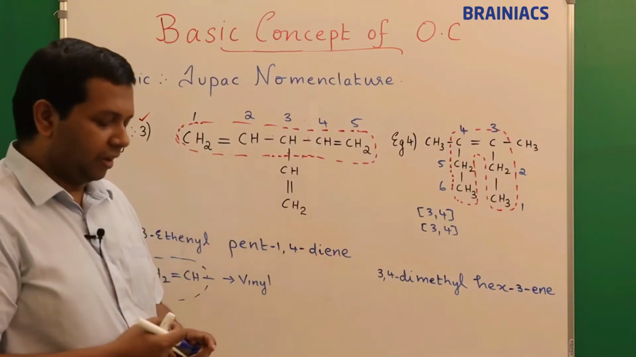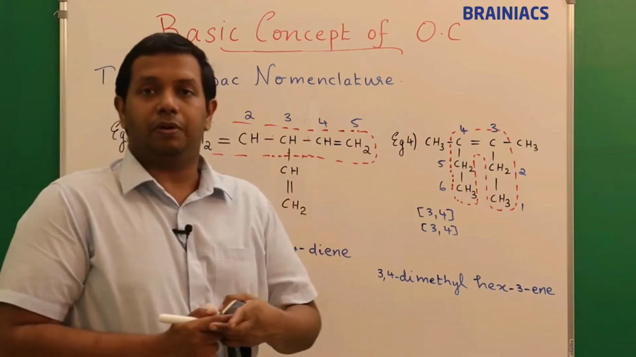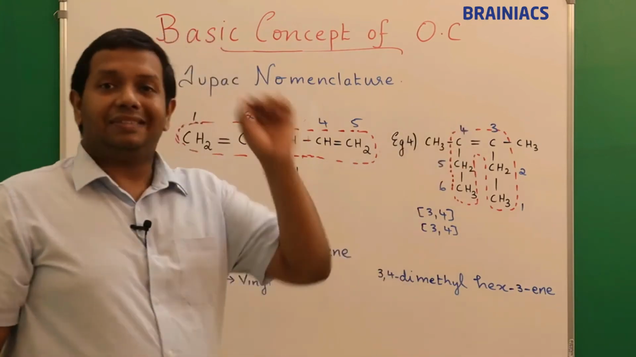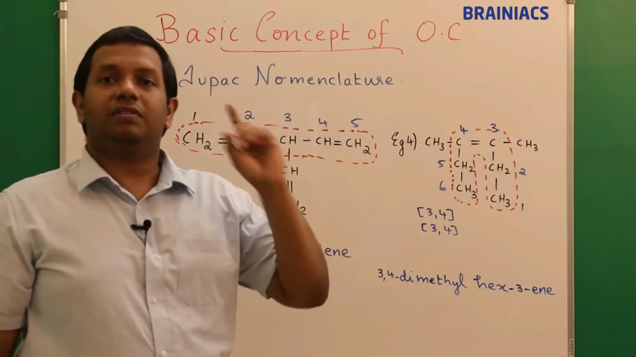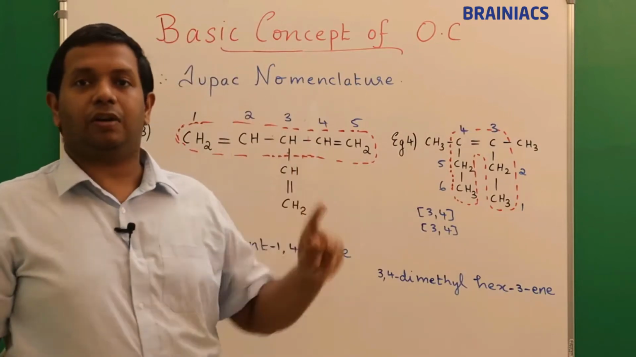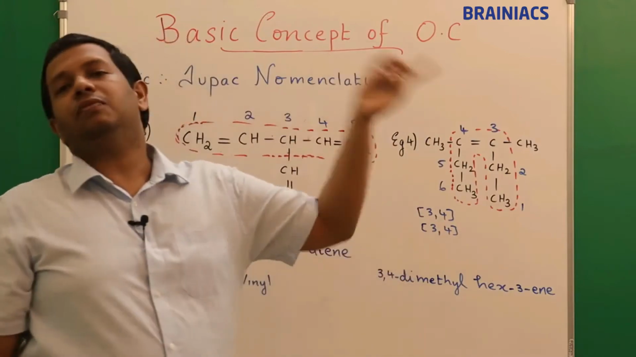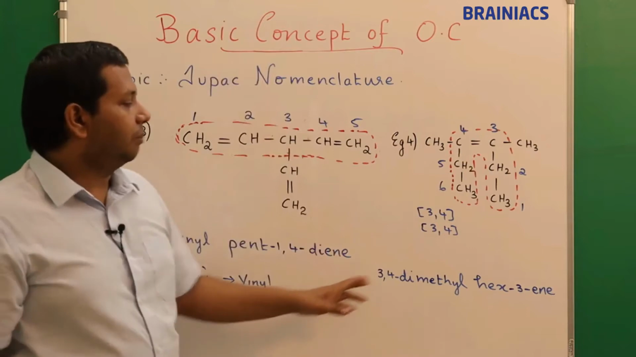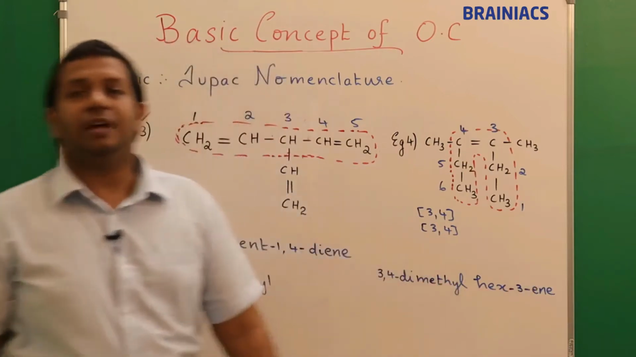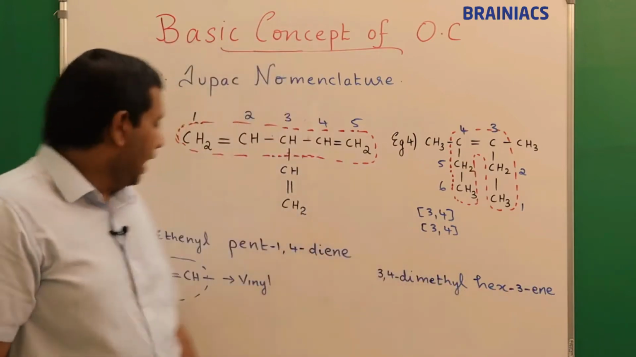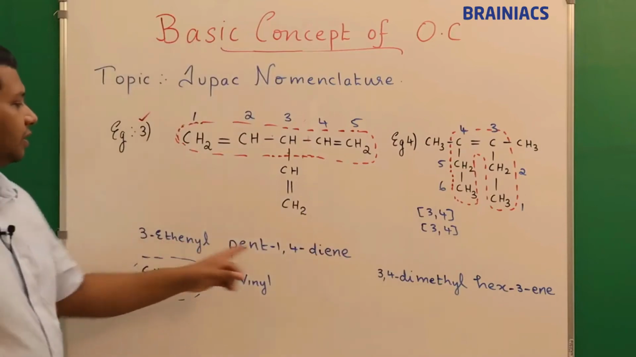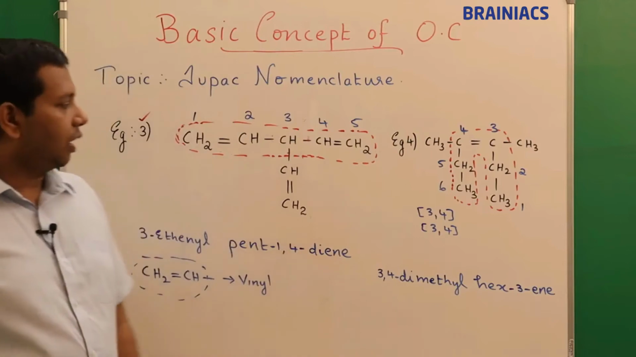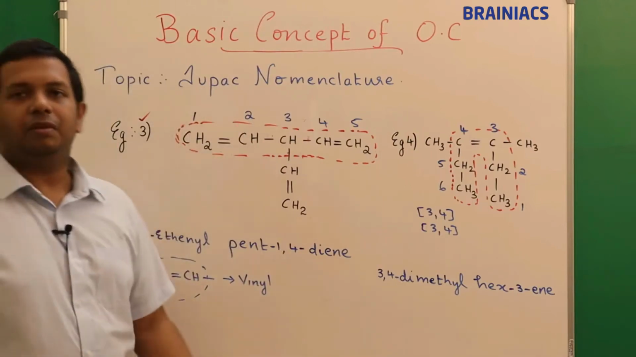Always specify the position of the double bond or triple bond. Sometimes in some questions double bond and triple bond will both come. In that case ene and yne should be there, but always remember it should be as per alphabetical order. First you need to mention ene, followed by yne along with its locants. Always remember numbers should be separated from the alphabet by hyphens, and if there are multiple numbers like 1, 4, you should separate the numbers by commas. I hope you understood this example. We will go to the next example.